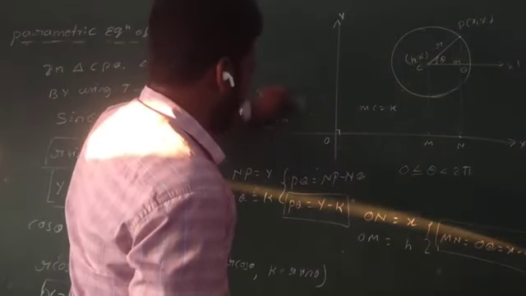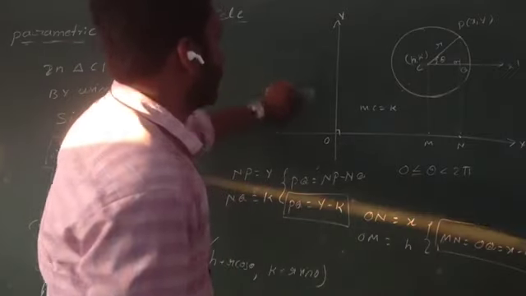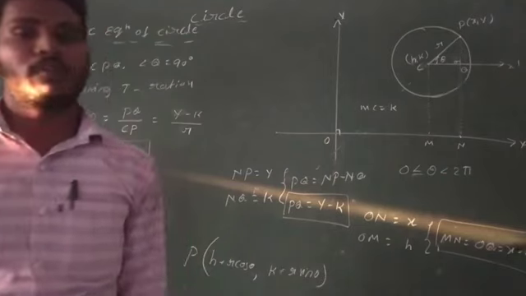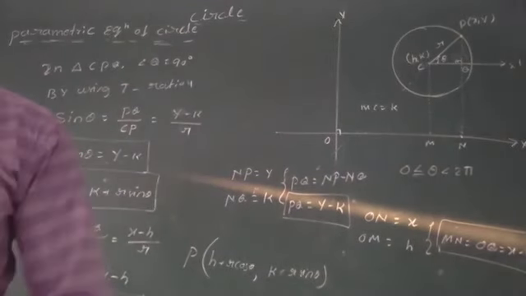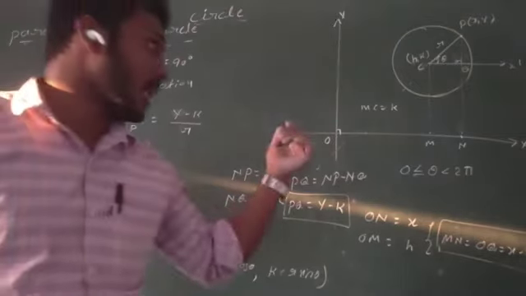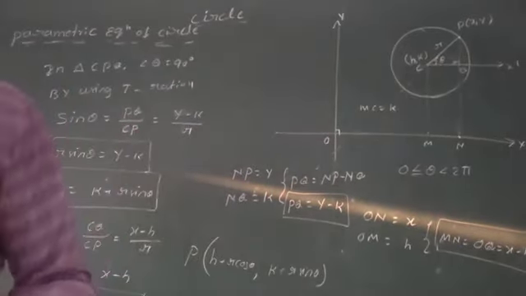So in the parametric form of the equation, you can find the point P x comma y according to the coordinate system. If the radius CP is extended, it makes some angle with the x axis, and then by using trigonometric ratios we get the point P.